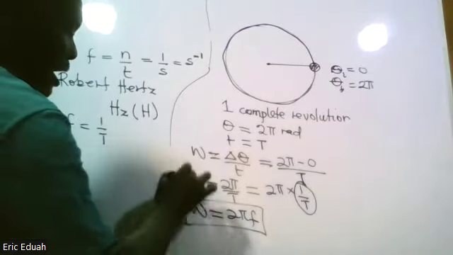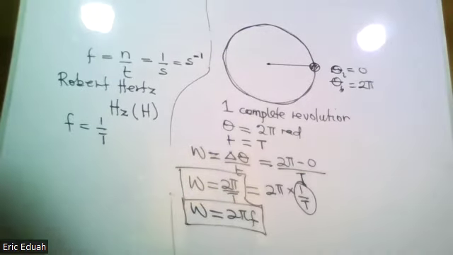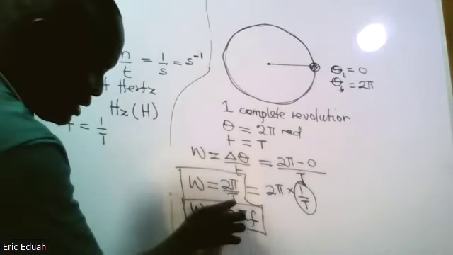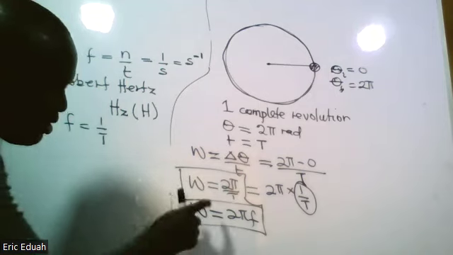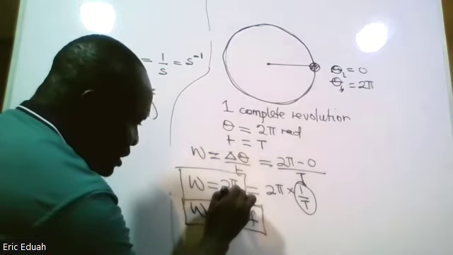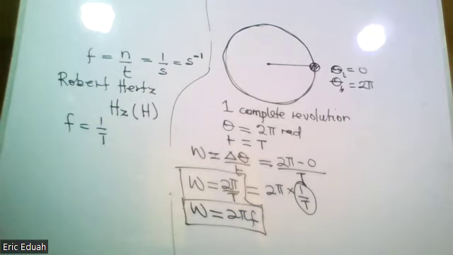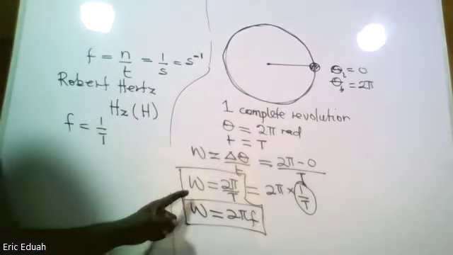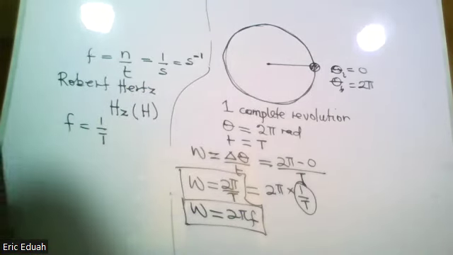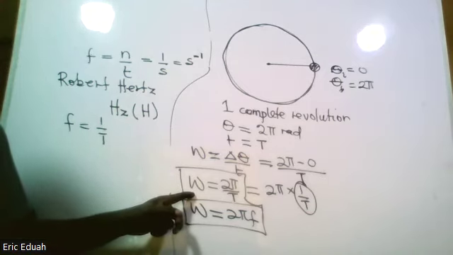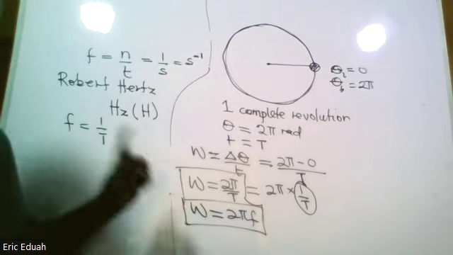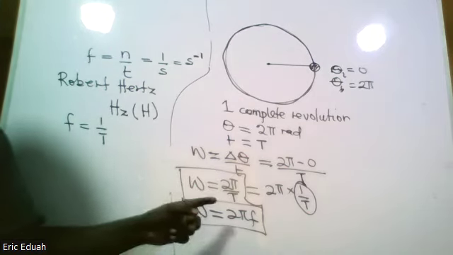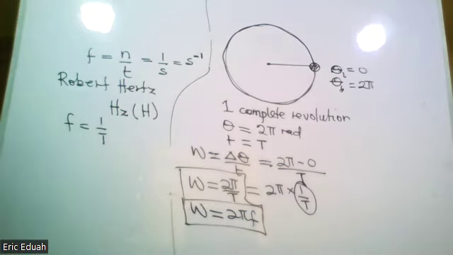These two are very important equations in circular motion, in simple harmonic motion, and in wave motion. So take note of these two equations. When a body makes one complete revolution, the angular speed or angular velocity is equal to 2 pi over the period, or 2 pi times the frequency.